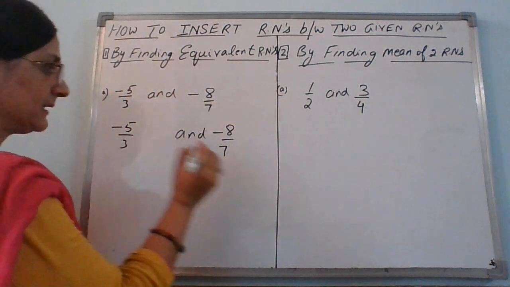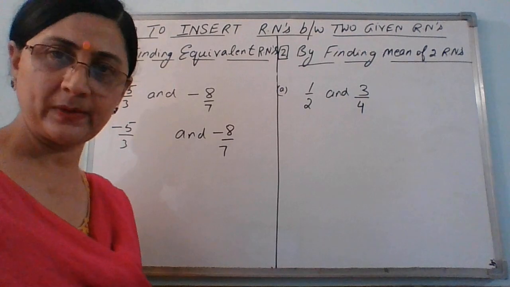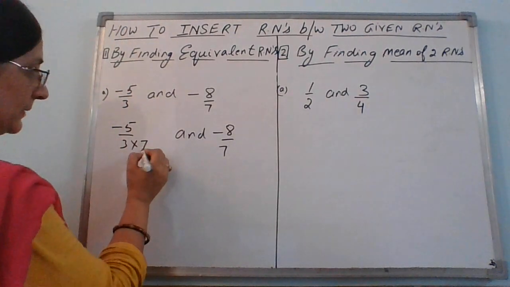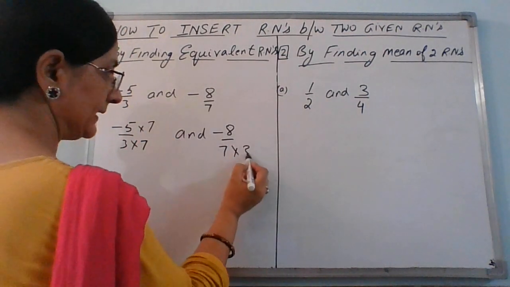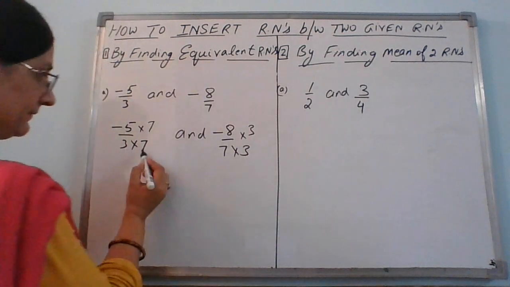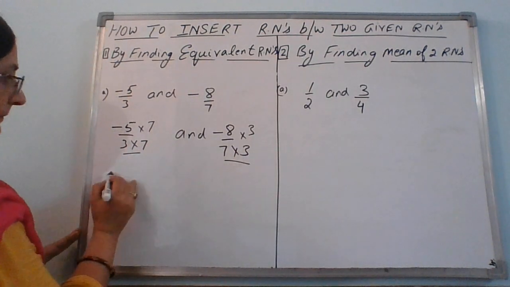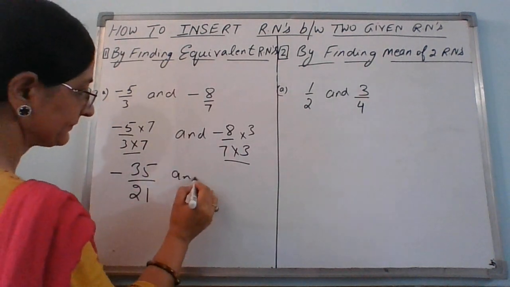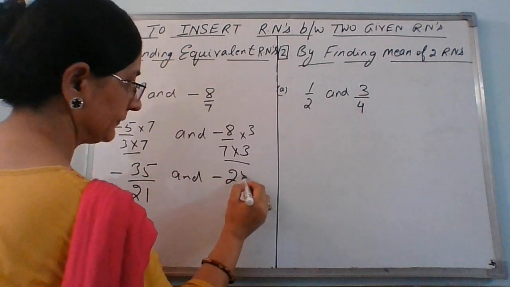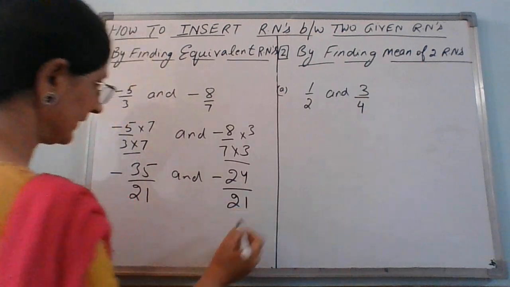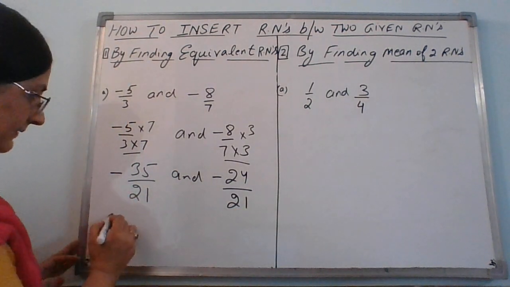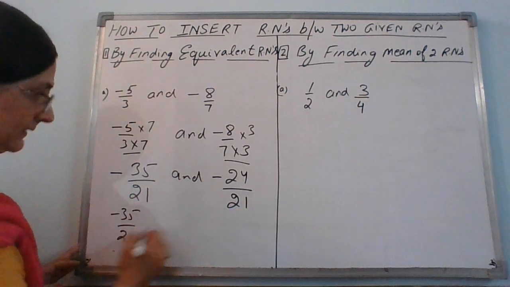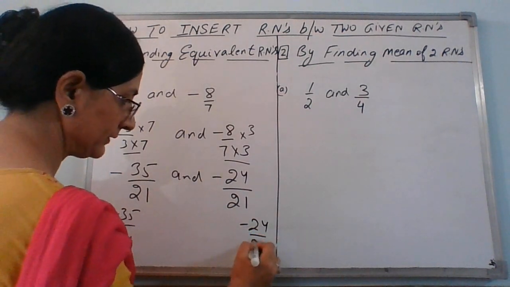Now here, LCM of 3 and 7 is 21. So let us make it 21. 7 3s are 21, 3 7s are 21. Now the next step will be minus 7 5s are 35 upon 21, and here it's 8 3s are 24 and 7 3s are 21. Now you have minus 35 by 21 and here it's minus 24 by 21.